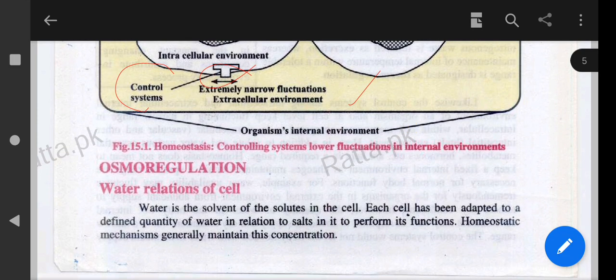Auzubillahi Bismillah Rahman Rahim. Today we will discuss osmoregulation, which is a type of homeostasis, and we will discuss the water relations of the cell.